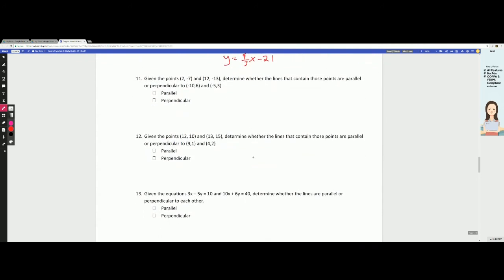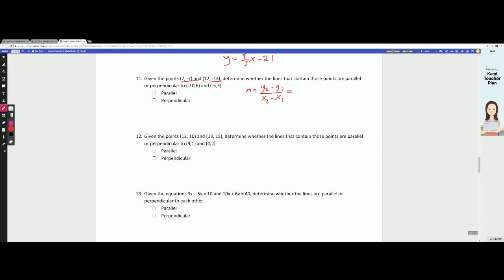All right, so let's see. Given the points, this guy and this guy, determine whether the lines that contain the points are parallel or perpendicular to this guy and this guy. Oh, okay. So this is actually just slope formula: second y minus first y, all over second x minus first x. And then you're going to use it for two different equations. So let's see. First one, we'll do this one. Let me color code them here. We'll do the red guy first.